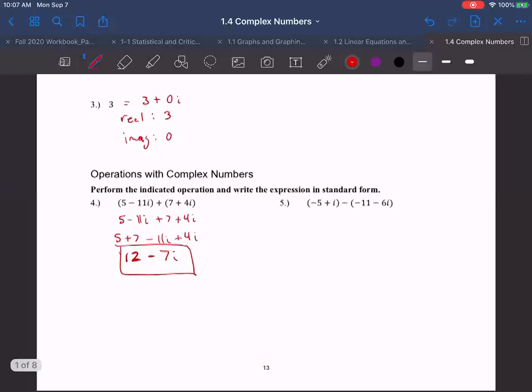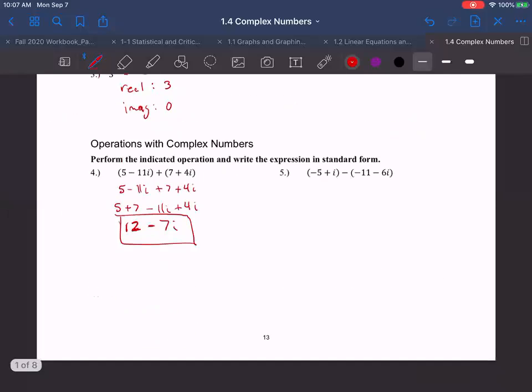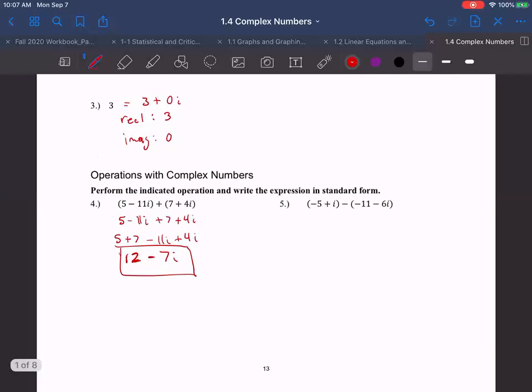And then the next one, we have to distribute that negative sign. So we'll have negative 5 plus i, and we'll have minus negative 11, which becomes plus 11, and then minus negative 6i, which becomes plus 6i. And again, we can group the like ones together. Negative 5 plus 11 plus i plus 6i. Negative 5 plus 11 is just 6, and i plus 6i is 7i.